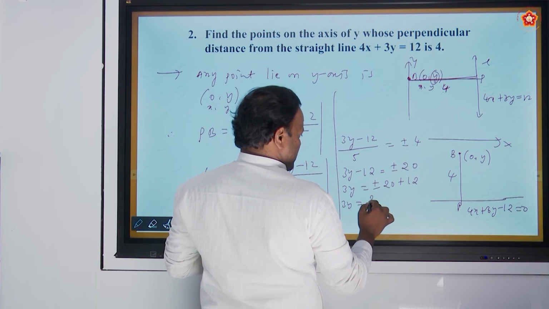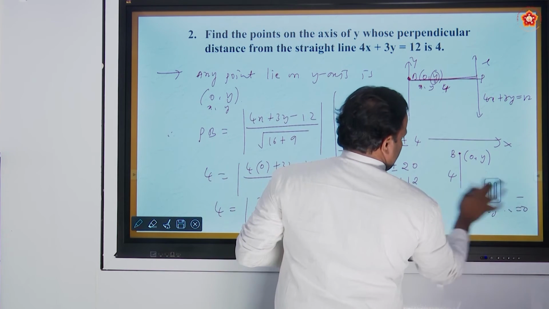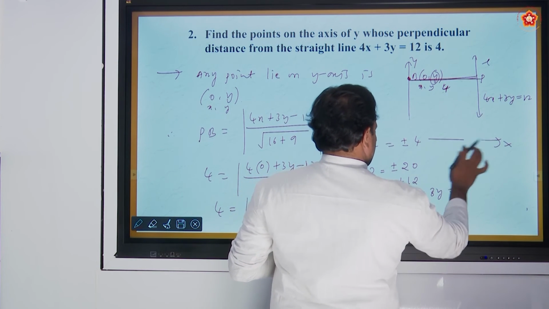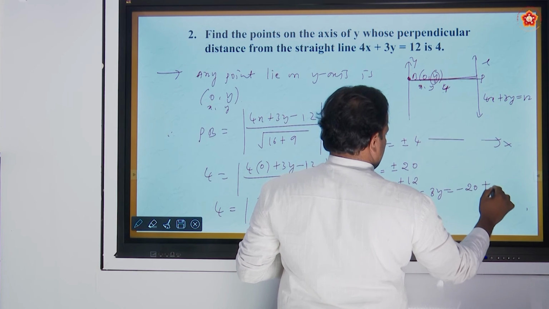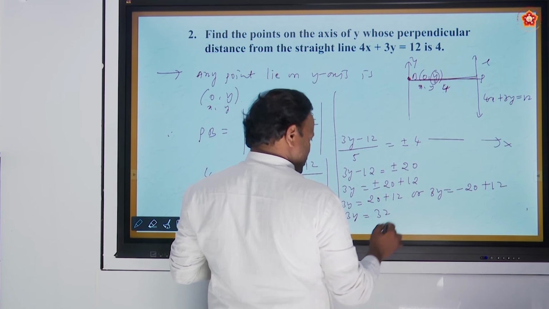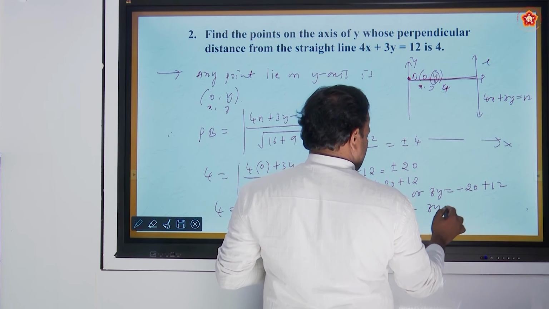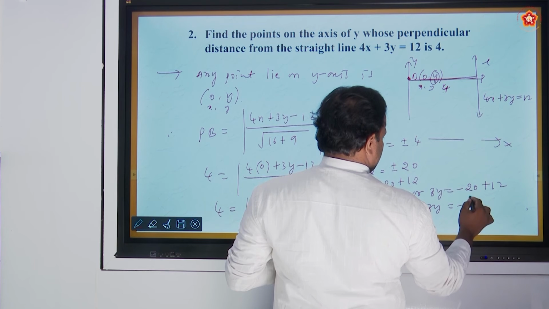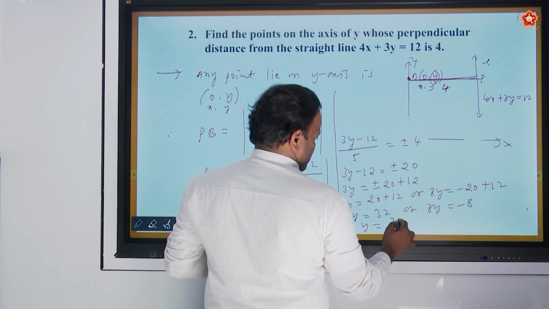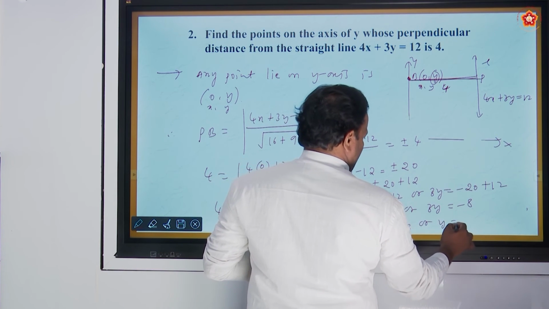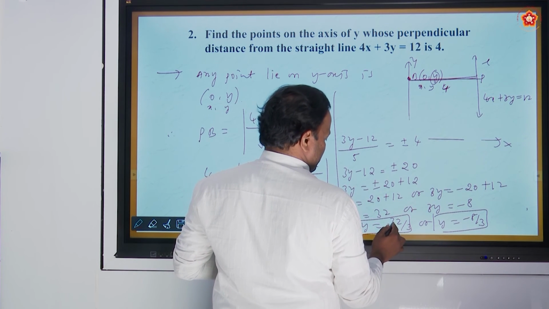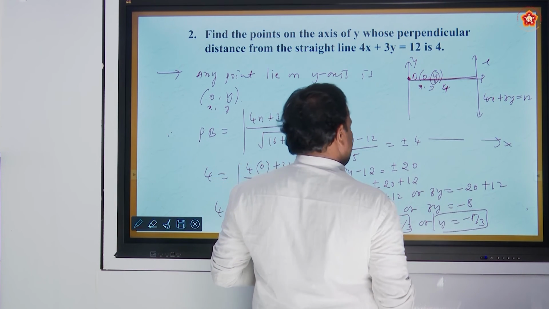3y is equal to 20 plus 12. Or one more: 3y is equal to minus 20 plus 12. What is the simplification? 3y equals 20 plus 12, which is 32. Or 3y equals minus 8, since minus 20 plus 12 is minus 8. What is y equal to? y equals 32 by 3, or y equals minus 8 by 3. Don't cancel the 3. This is not 3 into 2. This is 32. So y equals 32 by 3 and y equals minus 8 by 3.